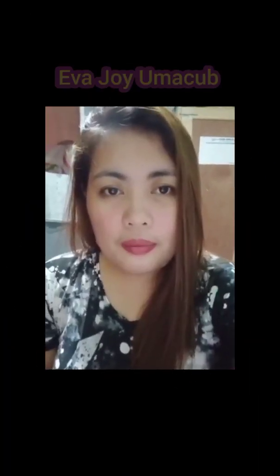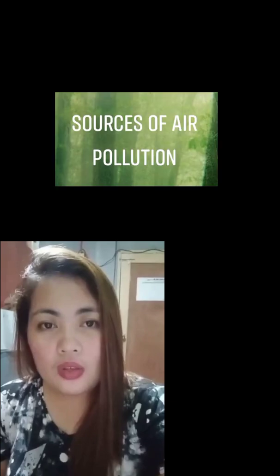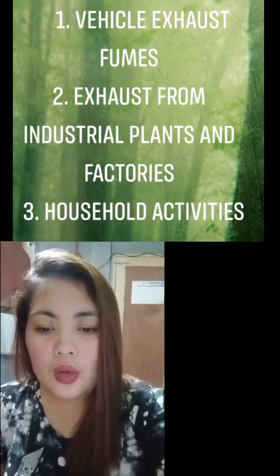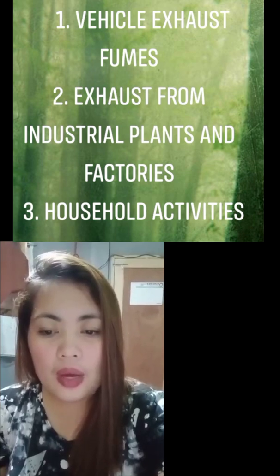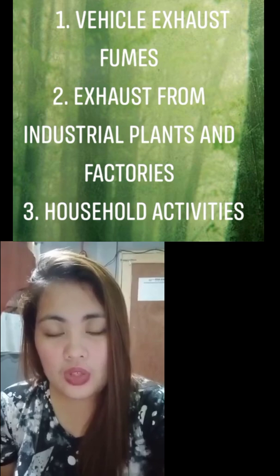Hi, good morning. My name is Eva Joy Umacob, and today I'm going to talk about the sources of pollution. There are three types of pollution: air pollution, water pollution, and land pollution. Let's start first with air pollution. The number one source of air pollution is vehicle exhaust fumes, which release high amounts of carbon monoxide. Examples are buses and trucks.